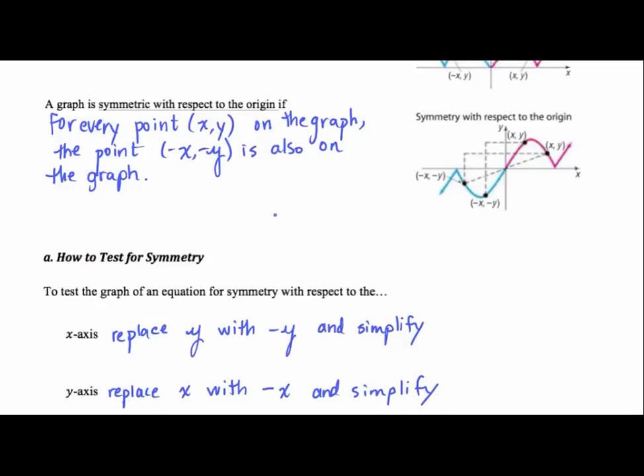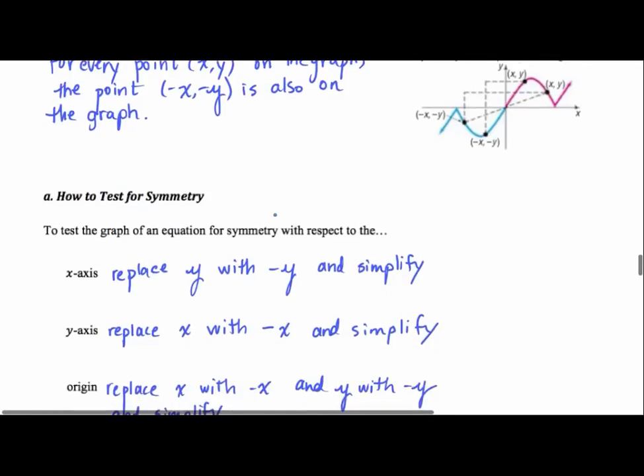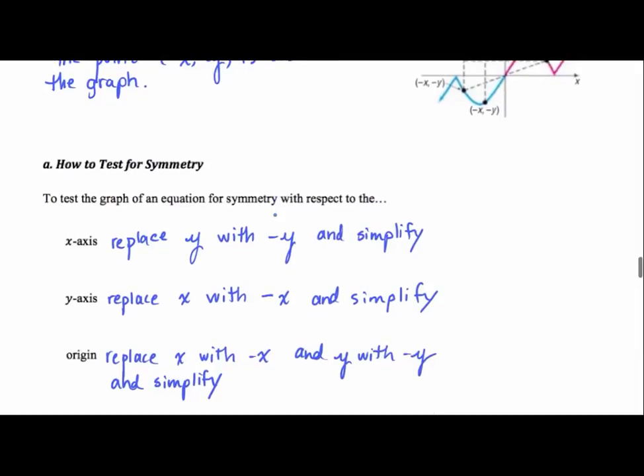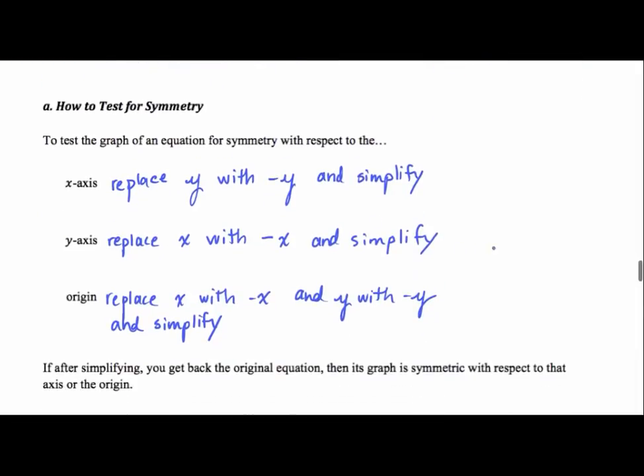To test for symmetry with respect to the y-axis, you replace each x with negative x, because that's the corresponding point when you flip over the y-axis, and simplify. And to test for symmetry about the origin, you replace x with negative x and y with negative y and simplify. And if after simplifying you get back the original equation, then it is symmetric with respect to that axis or the origin.